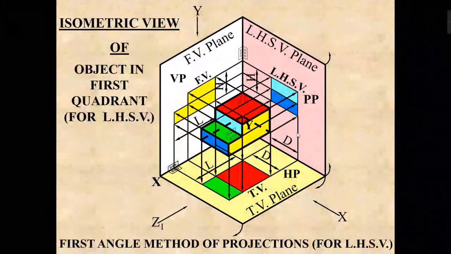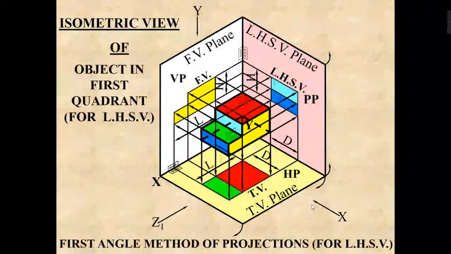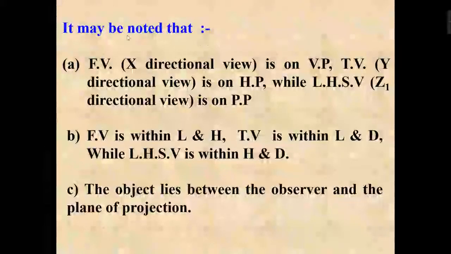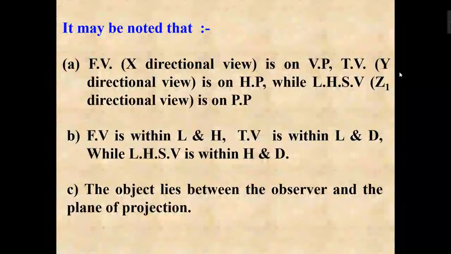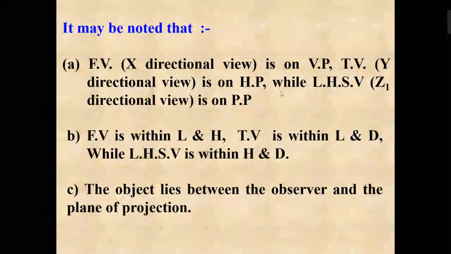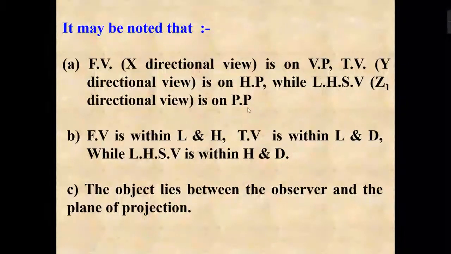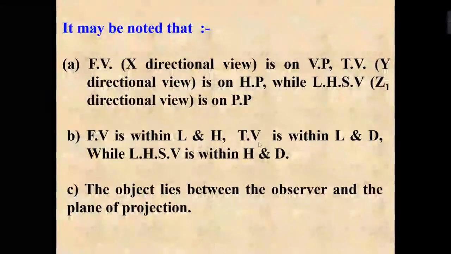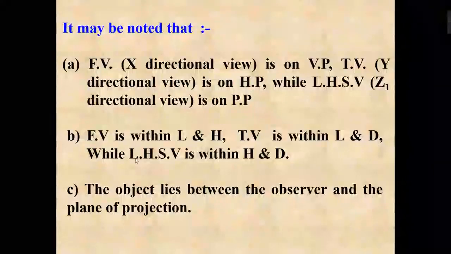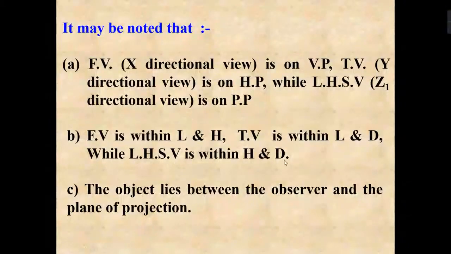These are the points you can note: the front view is on the vertical plane, top view on the horizontal plane, while the left hand side view is on the profile plane. In the front view you can see the length and height. In the top view you can see the length and depth. In the side view you can see the height and depth of the object. And the object lies in between the observer and the plane of projection.